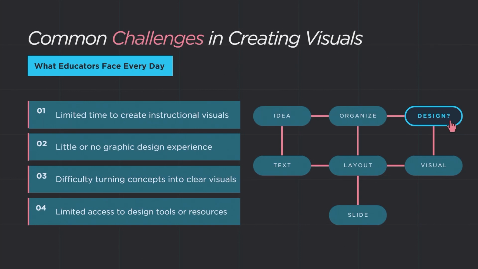Another challenge is difficulty turning concepts into clear visuals. You may have the information ready, but you may not know how to organize it in a way that would make sense for students who learn in different ways. Another challenge is limited access to design tools or resources. You may not have access to a tool that helps you design or teaches you how to design. So that's where a tool like Napkin AI is really useful, because it shortens that time and that experience for you to be able to create visuals without having to reduce the time you spend making your content.